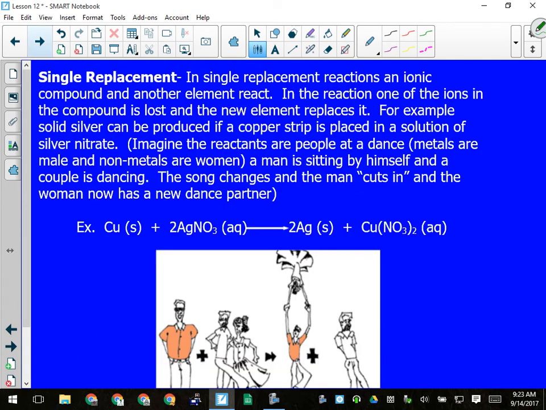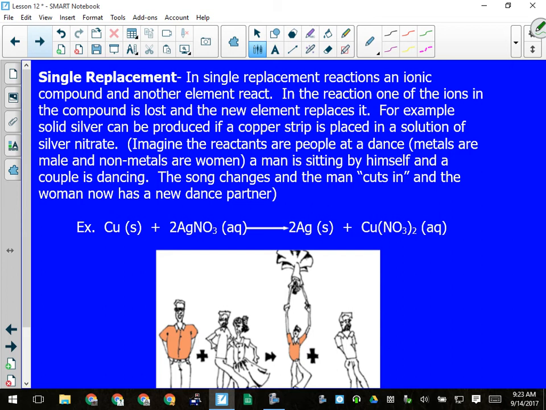Now, the next 2 types of reactions are very similar. They're both replacement reactions. The catch to replacement reactions is if there's compounds, they're ionic. There will be no molecular compounds in these reactions. There can be molecular elements, but there can't be molecular compounds. It's always ionic compounds in these.